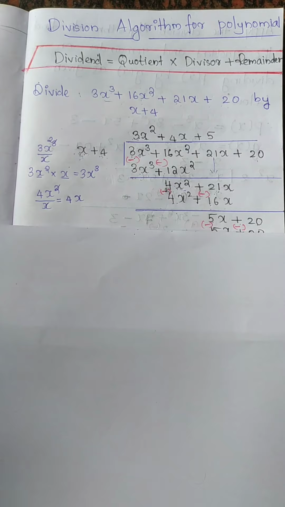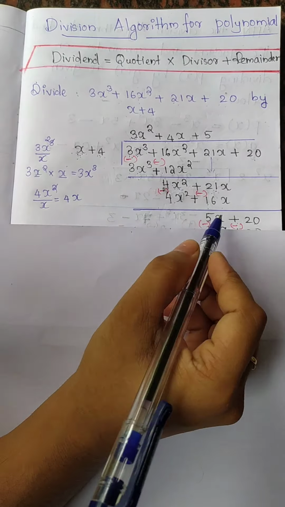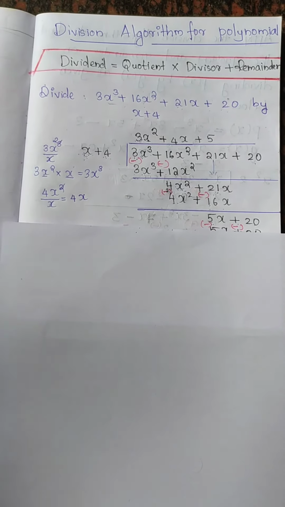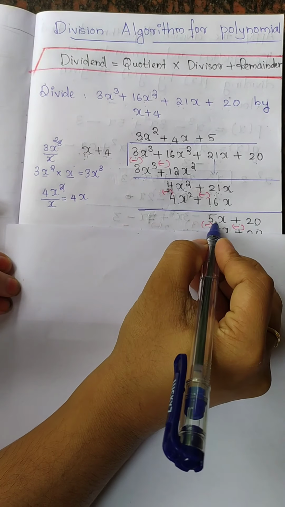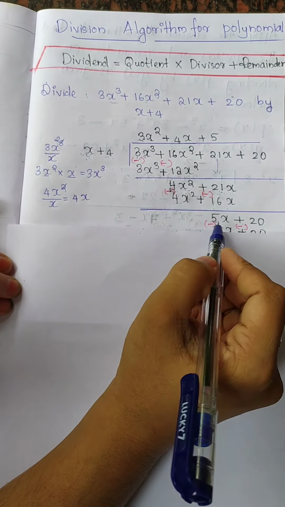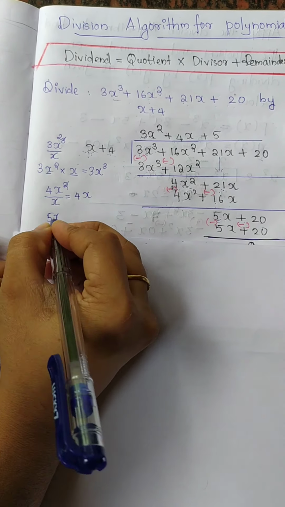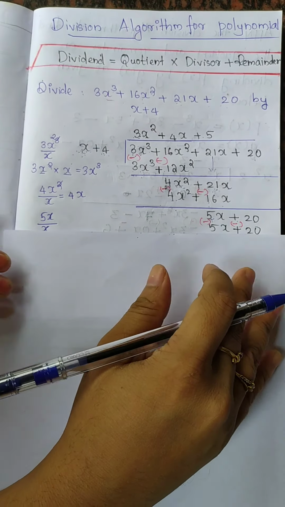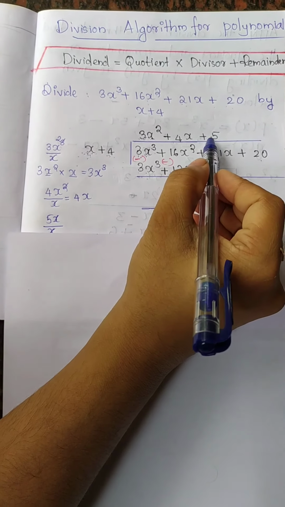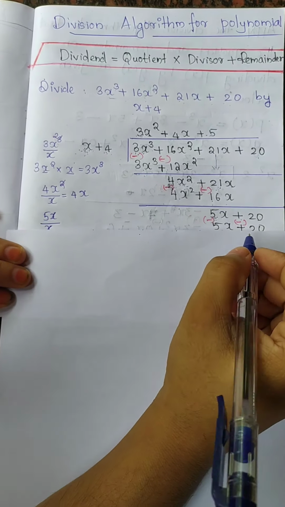New dividend. So what do you have to do to continue this process? We have to find the new term of the quotient by dividing the highest degree term of the new dividend by the divisor's degree term. So 5x by x, what do you get? x cancels, we get a new quotient term as 5. Again multiply the new quotient term with the divisor. 5 into x means 5x. 5 into 4 means 20.